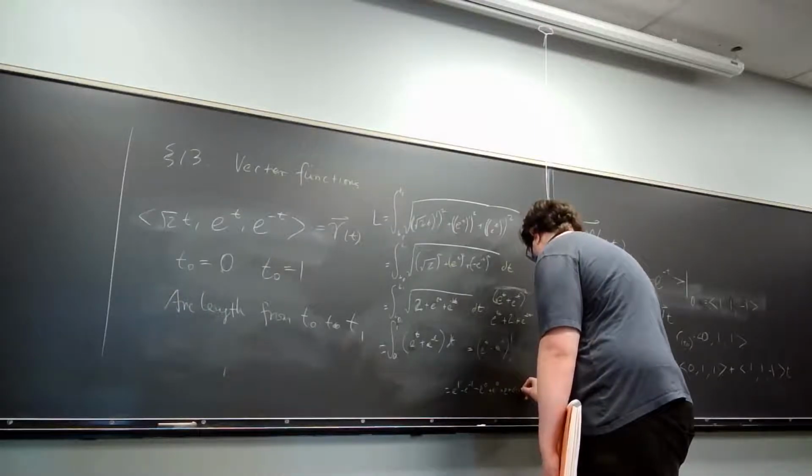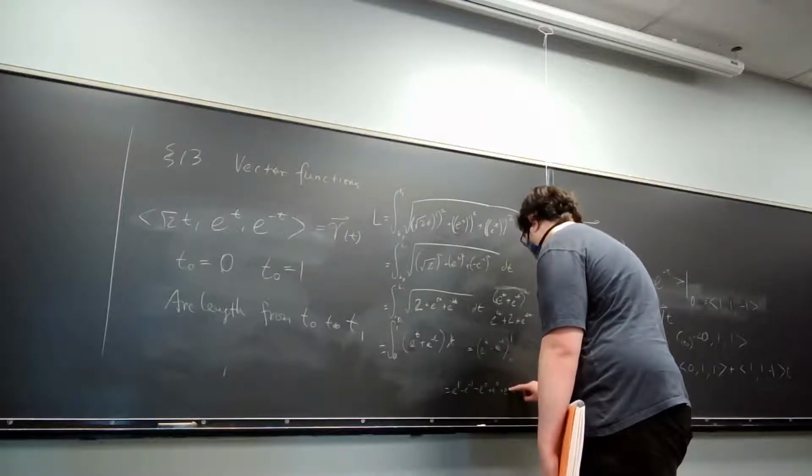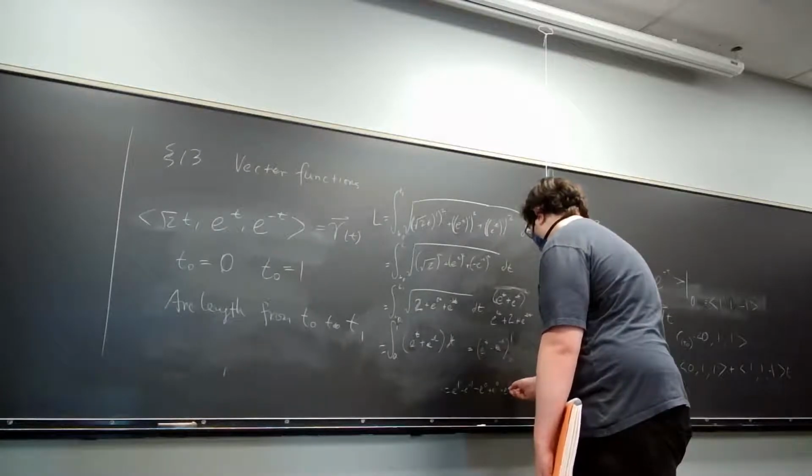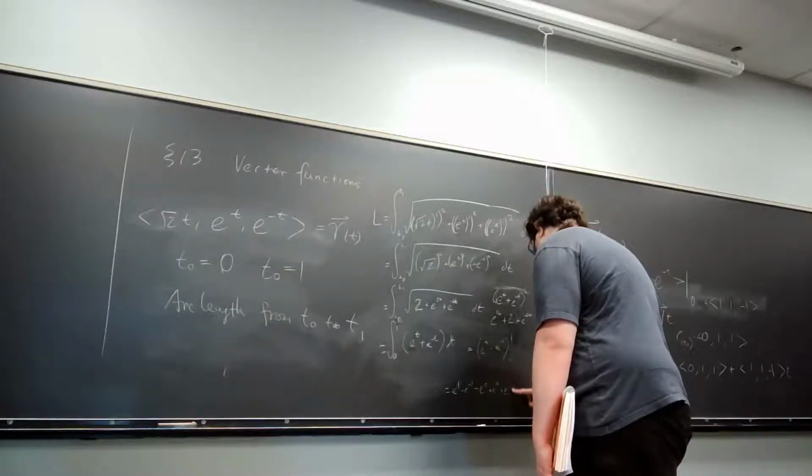Wait, is that plus? Yeah, sorry. No, e to the negative 1 is e, not e minus 1. E to the negative 1 is 1 over e. You're right.